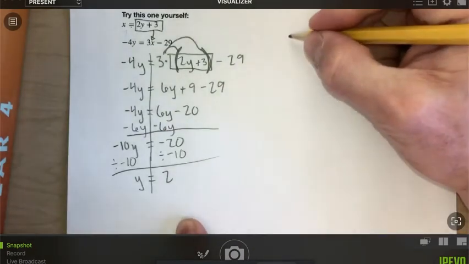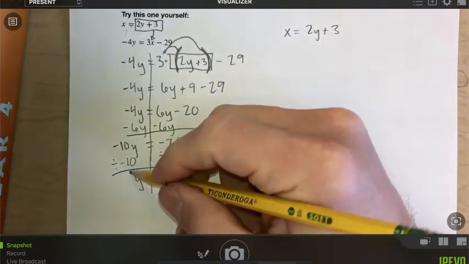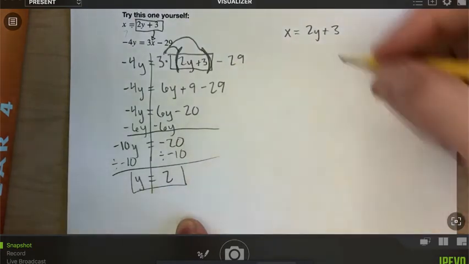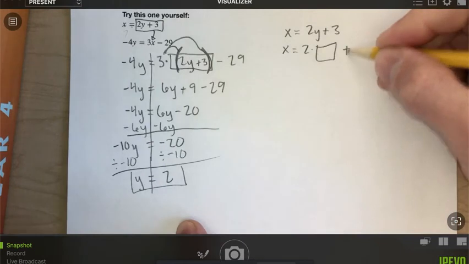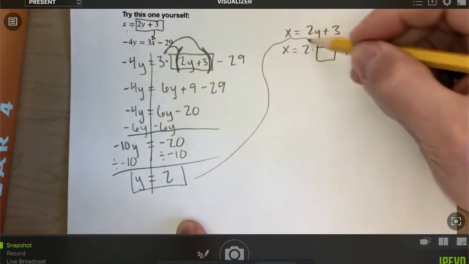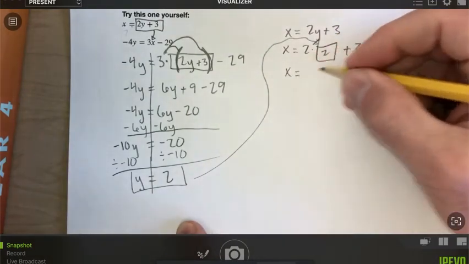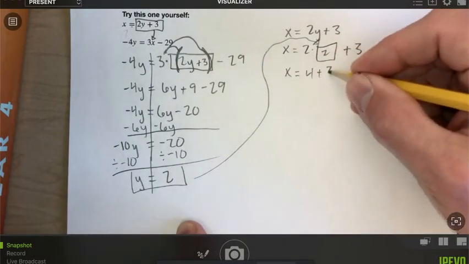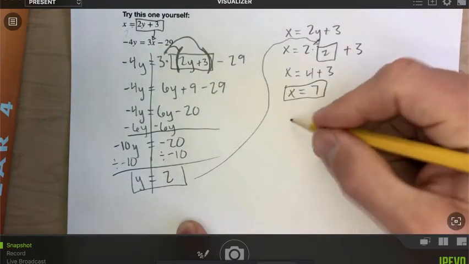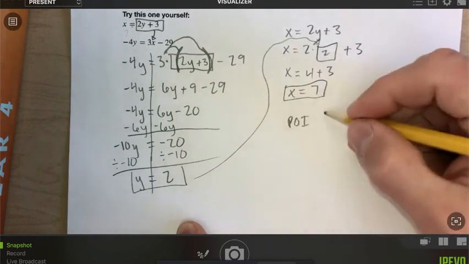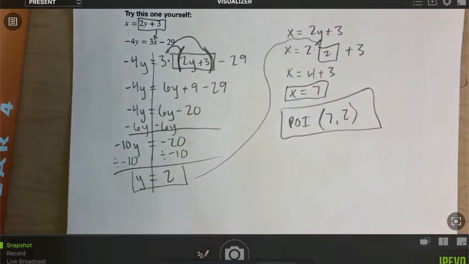All right, and then I'll take a look. I already know x is equal to 2y plus 3. I solve for y, so I should be able to replace y. And 2 times 2 is 4, plus 3. I should get x is equal to 7. And therefore, my point of intersection is going to be 7, 2. All done.